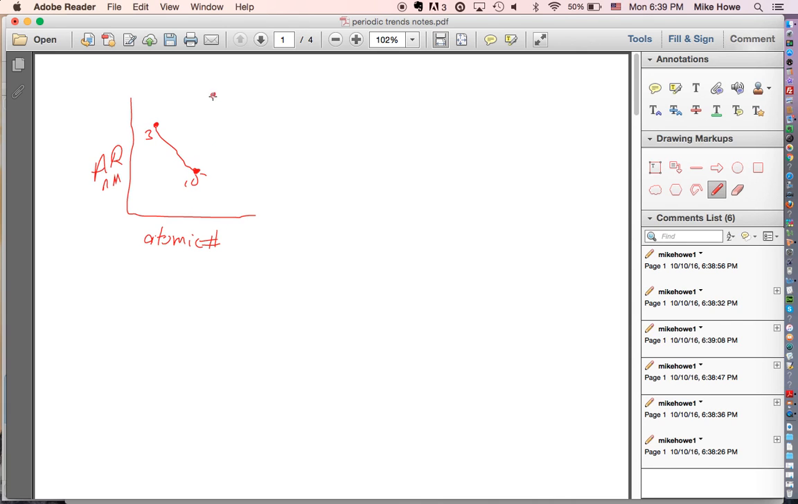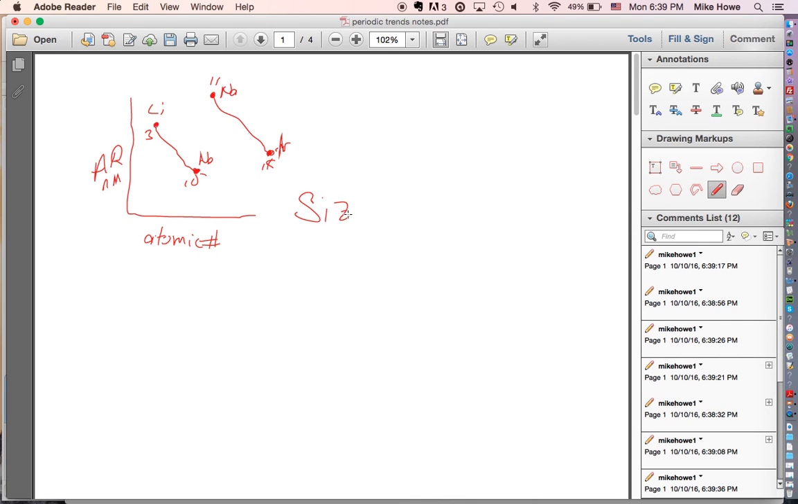Then element 11 over to element 18 looks kind of like this. So there's 18 right there, and that's 11, and that's 18. So you get the idea that as you go from left to right, the size is decreasing. Element 3 is lithium on the left side of the table, and element 10 is neon on the right side. This is sodium on the left side, and this is argon on the right side. So as you go from left to right, size decreases.